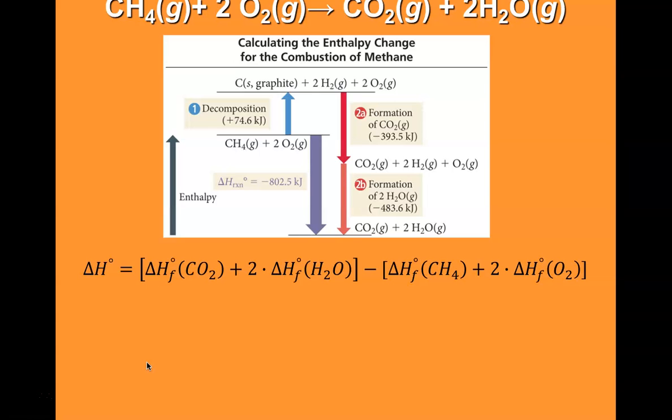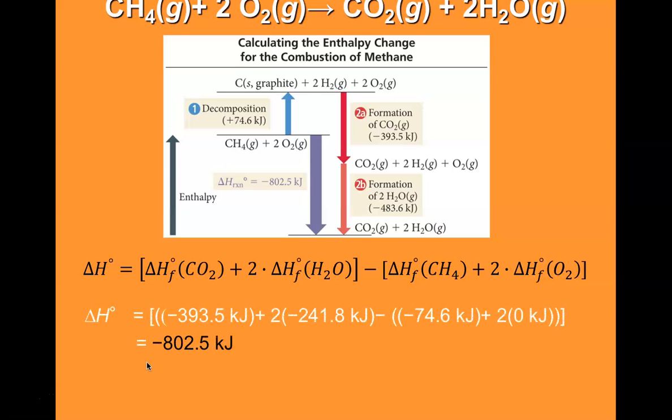So in the equation, it's the formation of carbon dioxide plus 2 times the formation of water, looking at our products, minus the heat of formation of methane plus 2 times the formation of oxygen, which are reactants. Plug all your numbers in. Notice in the white that our oxygen has 0 delta H of formation. Elements in their standard states have a delta H of formation of 0. Do the math, and minus 802.5 kilojoules matches the diagram that's in purple. So we know that works out. Yay.